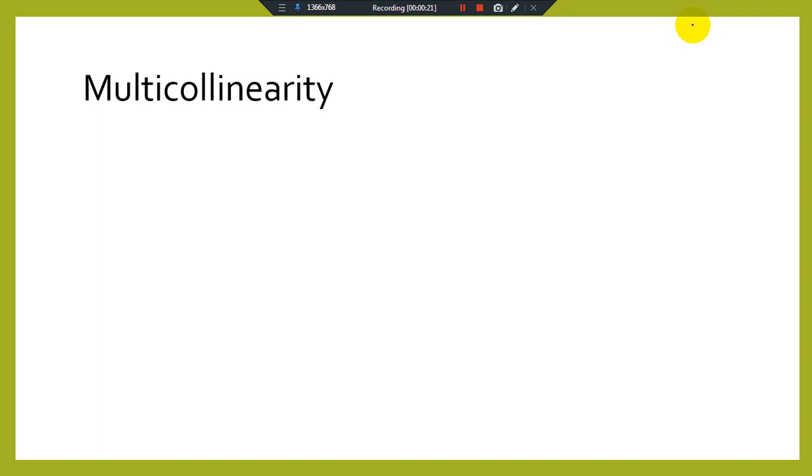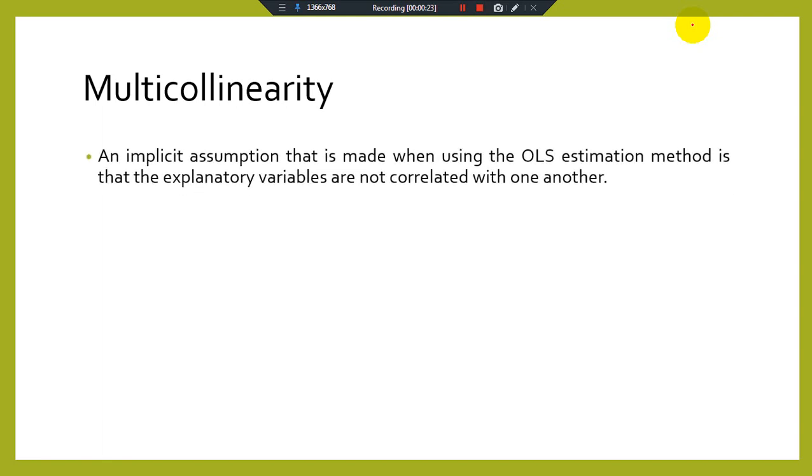Dear scholars, as we know, one of the main assumptions of OLS is that there is no correlation between the explanatory variables. You can call them the independent variables. If the independent variables have correlation with one another, this is known as multicollinearity.